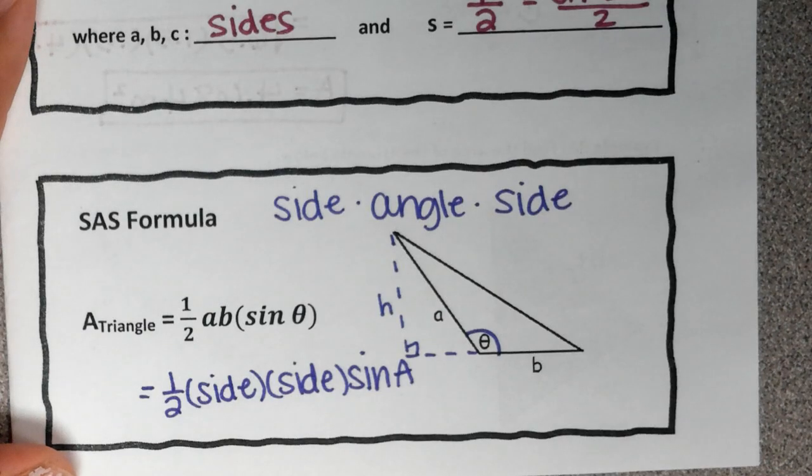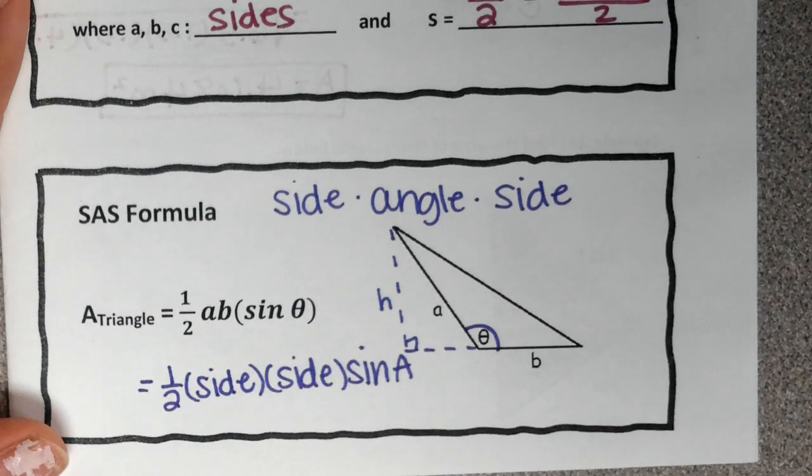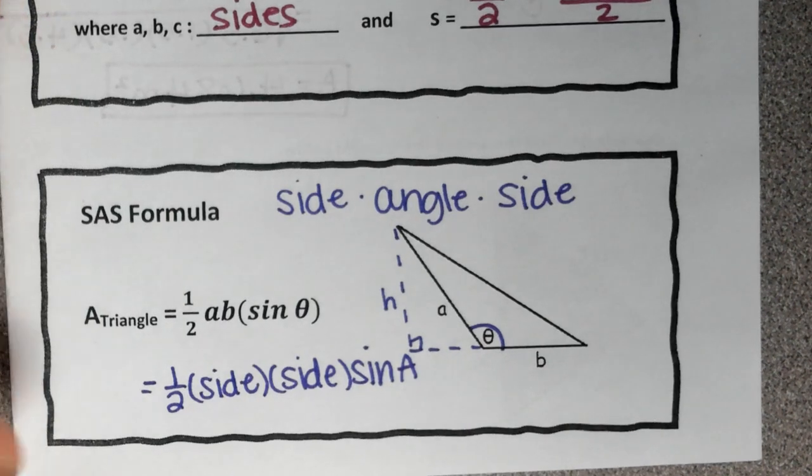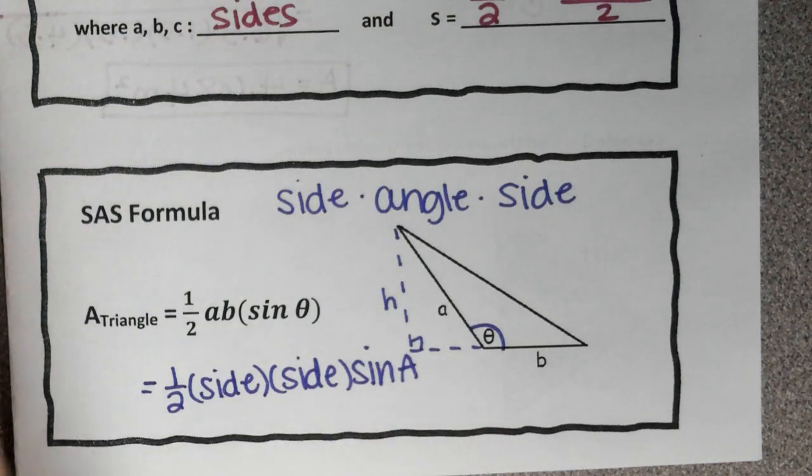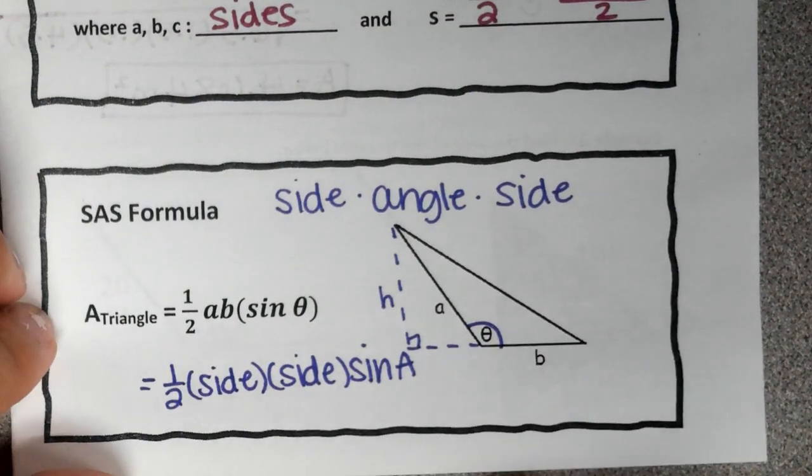You are only going to use this formula if I give you an angle between two sides, and the angle is not 90, because if it's 90, then it's just 1/2 BH.